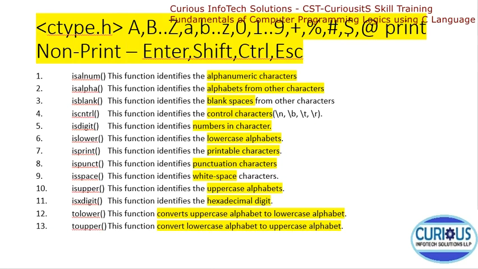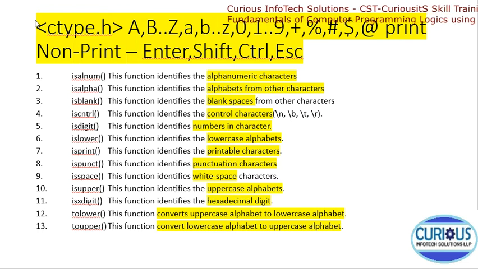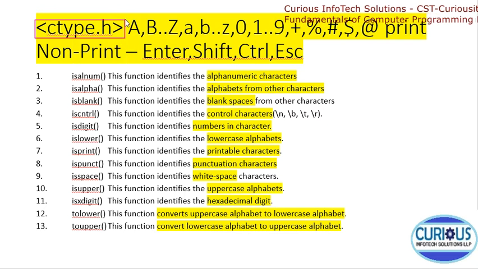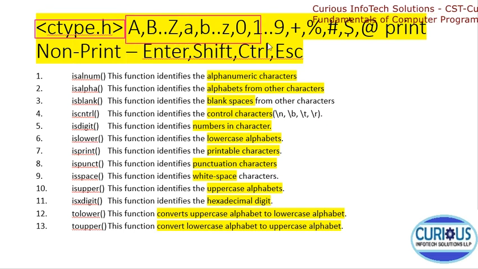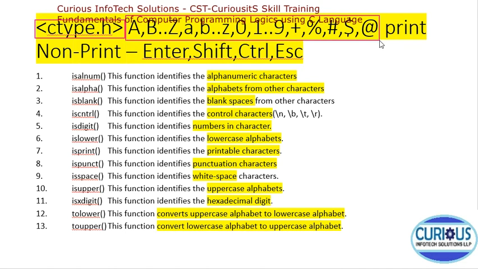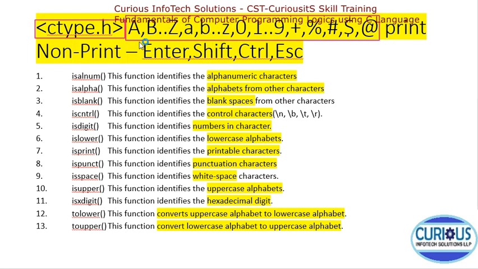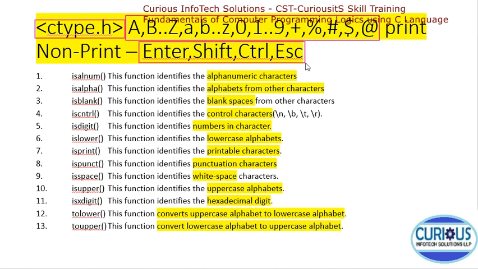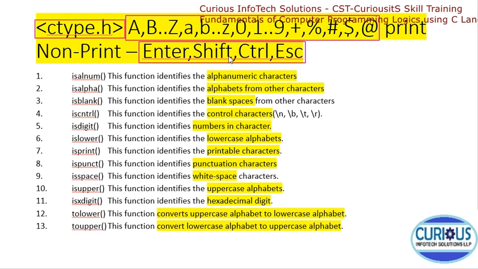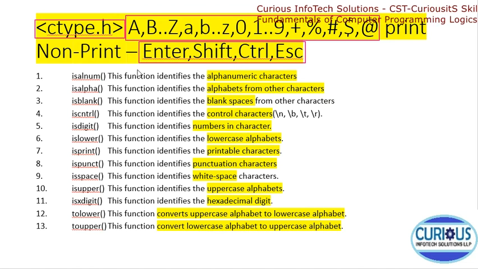So let's take ctype.h. In ctype.h you can easily process printed characters. These are the printed characters. You can get an impression of them on the screen, but non-printing characters are also available in our ASCII table. Here enter, shift, control, escape are basically non-printing characters.